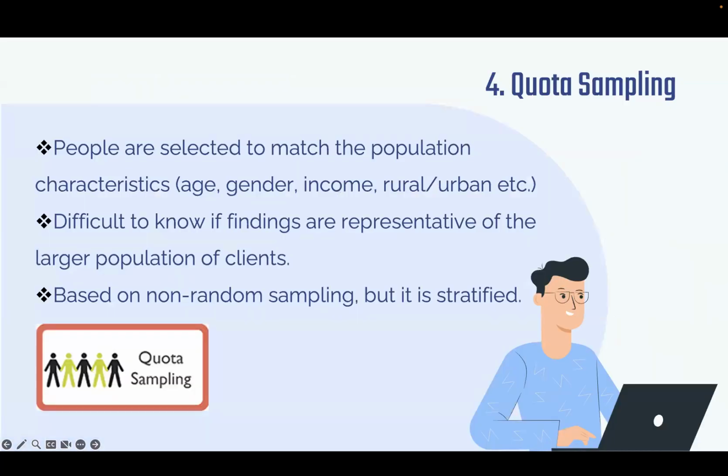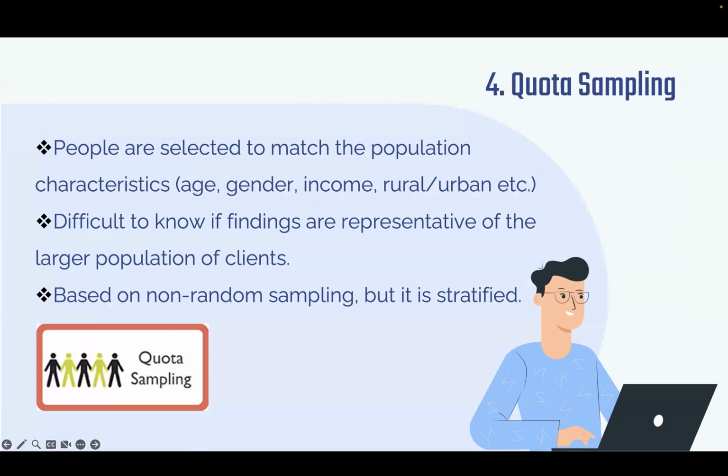Okay, next one is quota sampling. So think of quota sampling as sampling a team with players from every position. You are not just randomly picking anyone who can dribble. You want a point guard, a shooting guard, a small forward, a power forward, and a center.